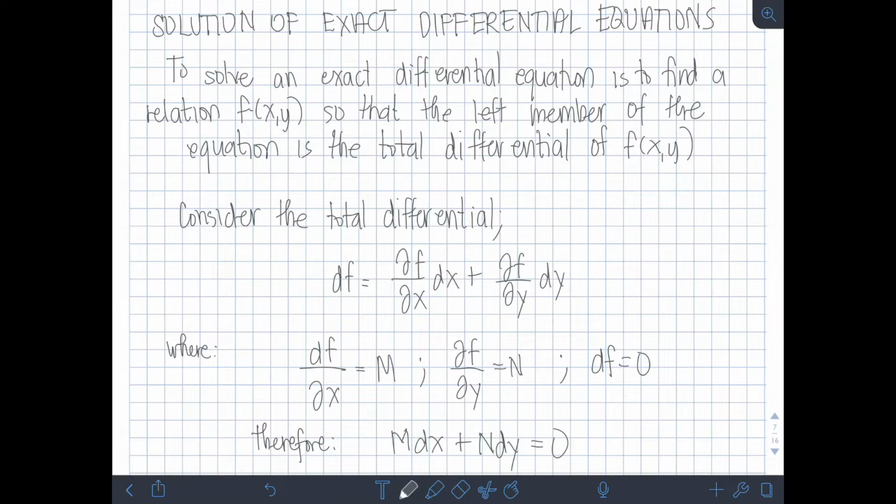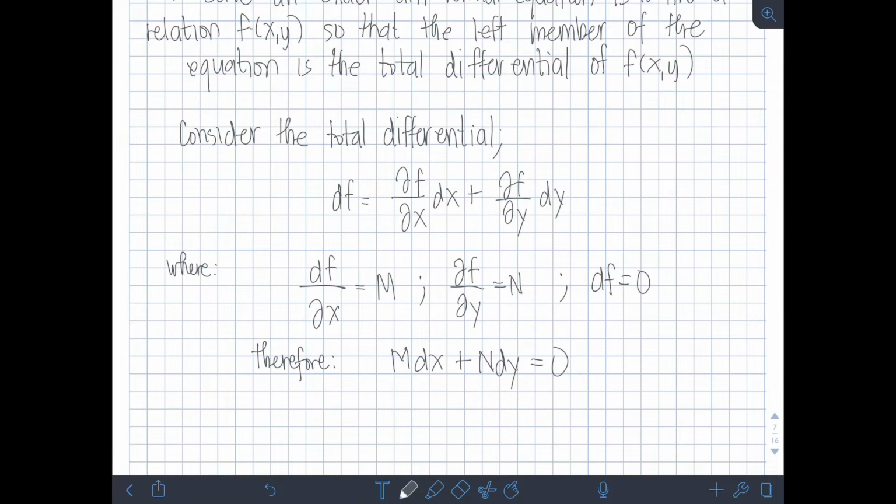So, sabi, to solve an exact differential equation is to find a relation f of x, y so that the left member of the equation is the total differential of f of x, y. So, consider na natin tong total differential. df is equal to partial derivative of f with respect to x times dx plus partial derivative of f with respect to y times dy, where partial derivative of f with respect to x is M, and partial derivative of f with respect to y is N. And our total differential df is 0.